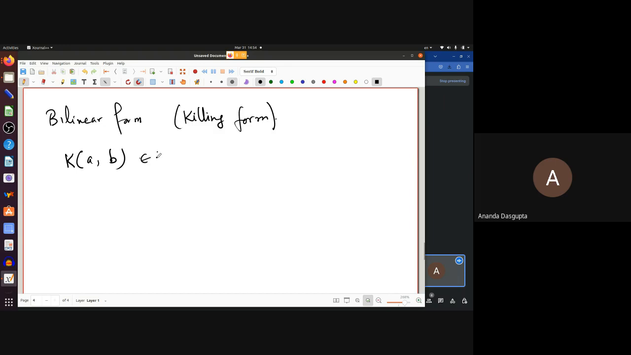This is a real number. It takes in two elements A and B from my vector space. Could be the complex vector space L tilde or could be L. Both of these are Lie algebra elements. And it gives me a real number. And why do I call it a product? Because it's bilinear. Not an inner product, but a product. In other words, K of A, c1 B1 + c2 B2 is c1 times K of A, B1, which is a real number, plus c2 times K of A, B2.